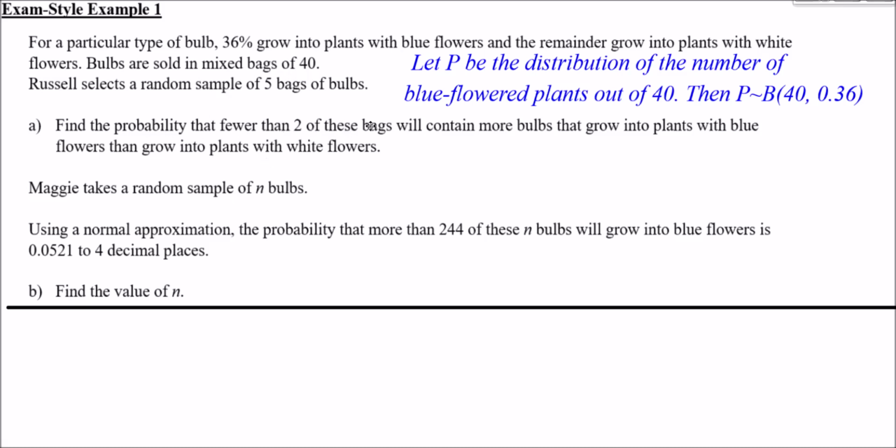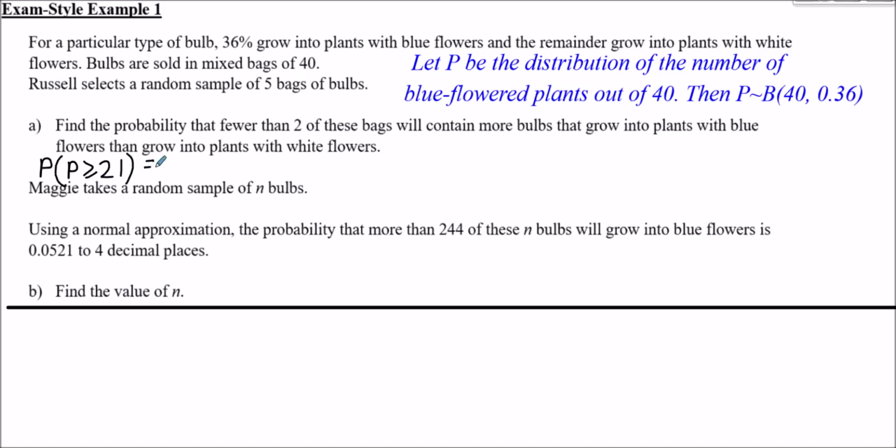For part A, we're interested in the proportion of bags which have more blue than white flowers. So we want the probability of bulbs growing into blue flowers, at least half of these 40 to be blue. For one bag, we want the probability that P, the number of plants that turn blue, is more than half. So we want at least 21. If it was 20, it'd be exactly half. We're wanting more than half.